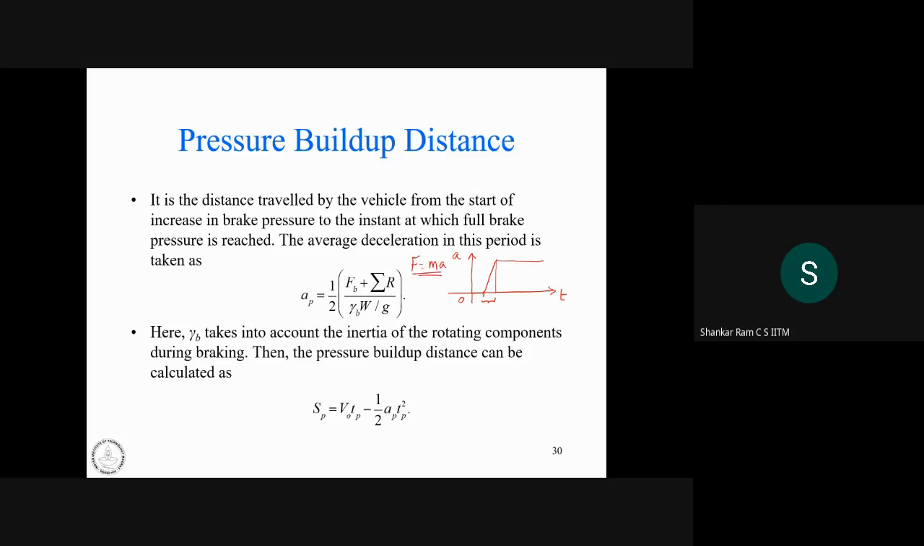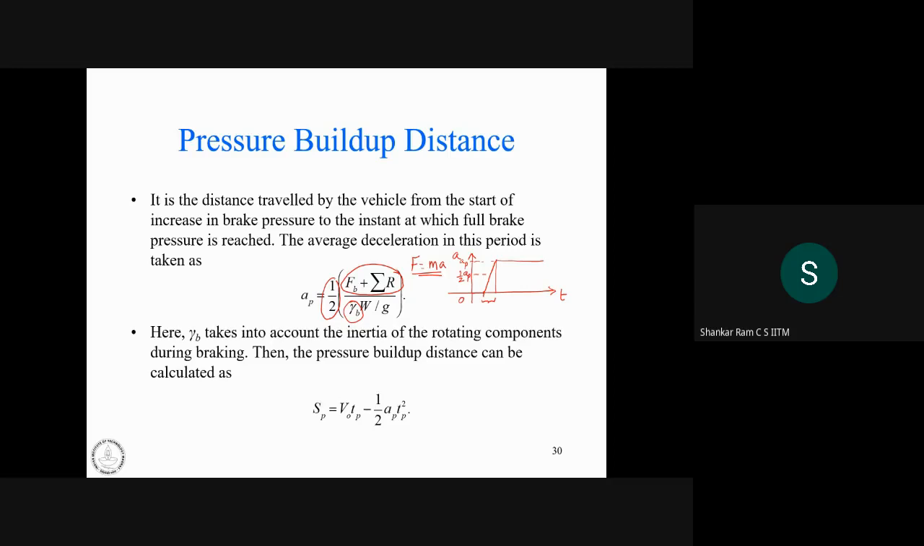That's it, right? The peak deceleration will be the total braking force divided by m. We are putting an equivalent factor for rotational inertia, gamma b. But we are taking the average. So the 1 by 2 comes because we are taking the mean of the deceleration during this pressure build-up phase. So this is the peak, and this is half of that. This is AP by 2, right? So that's what we are getting.